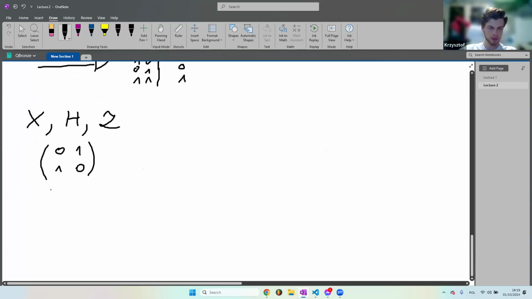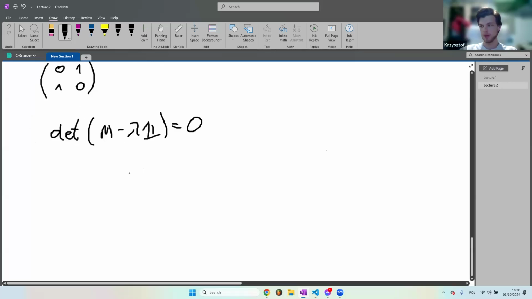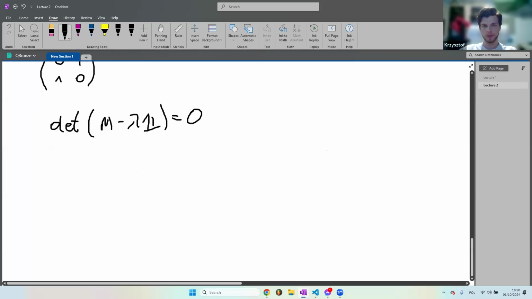In order to do so, we talked about the determinant: the determinant of this matrix minus lambda times the identity matrix must be equal to 0. So now I will try to show you how this algorithm works.